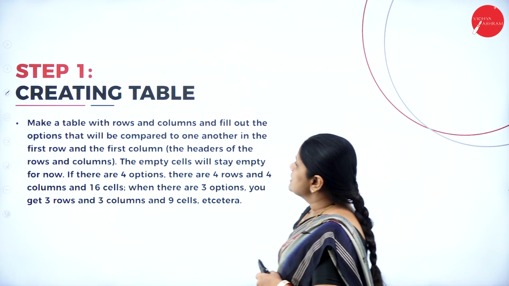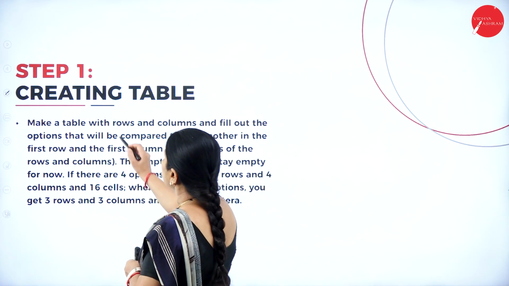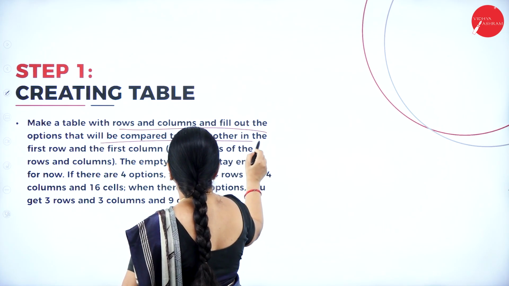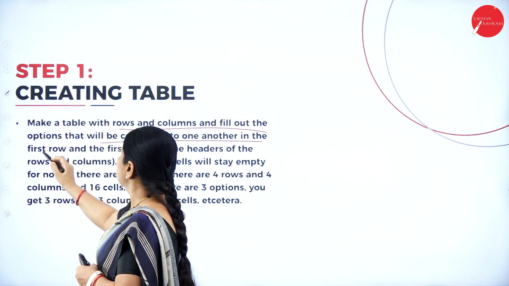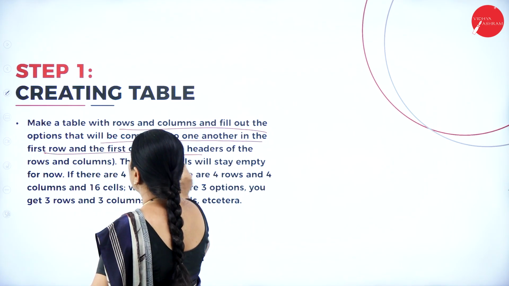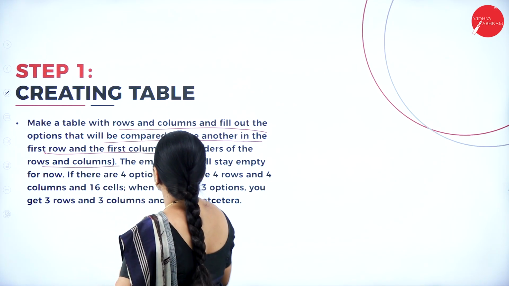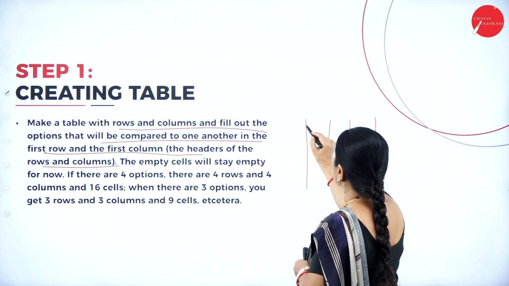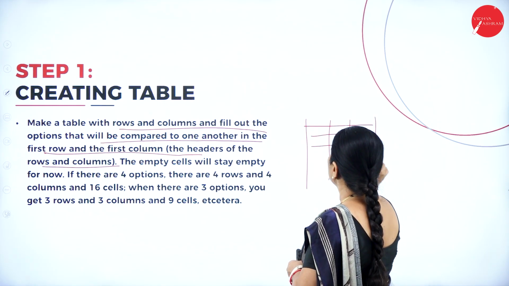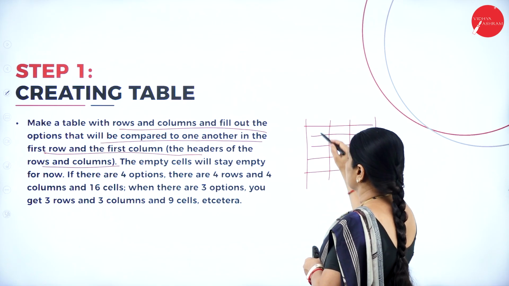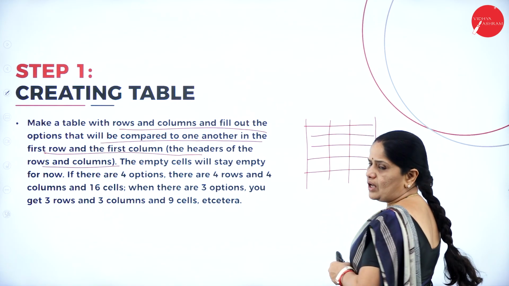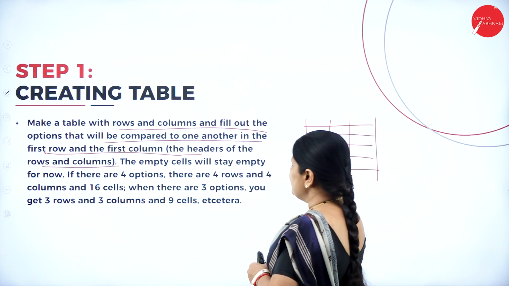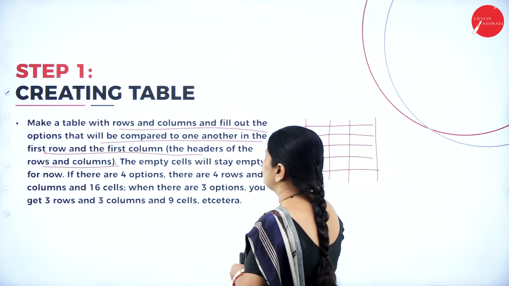Step 1 is creating the table. Make a table with rows and columns and fill out the options that will be compared to one another in the first row and the first column, the headers of the rows and columns. We have to create a table with different rows and columns. The vertical lines we call columns, and the horizontal lines we call rows. The empty cells will stay empty.